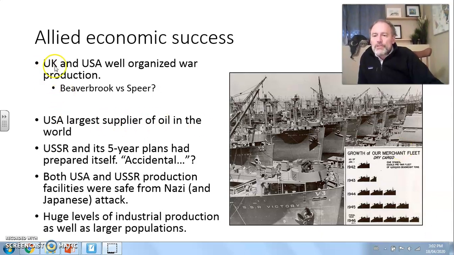And what we can see here is that the UK and USA were well organized for war production. The example is Lord Beaverbrook in the UK, a very successful businessman who is credited with, maybe overly credited, but really did help with aircraft production during the Battle of Britain, versus Speer, who Hitler appointed to be in charge of his war effort, in a sense.